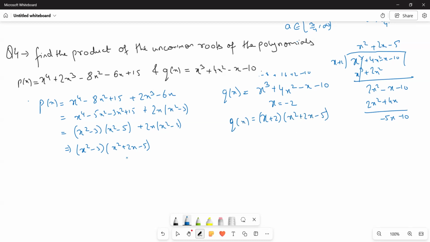So in that case, between P(x) and Q(x), ये और ये हो गया the common roots. So what would be the uncommon roots? The uncommon roots from P(x) would be root 3 and minus root 3, and from Q(x) would be minus 2. So what would be the product of these roots? 6. The product of these roots would be 6.